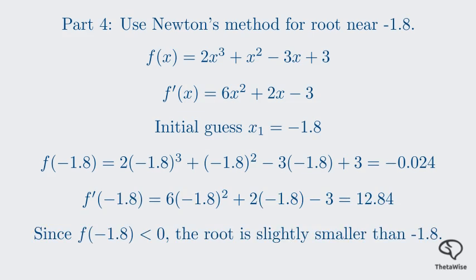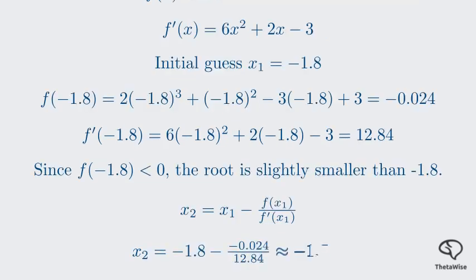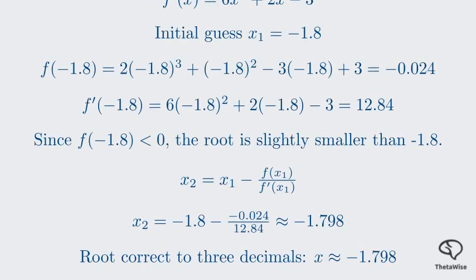Finally, we apply the Newton's method formula. We find our new approximation, x2. The result, when rounded to 3 decimal places, is negative 1.798. If we wanted more accuracy, we would repeat this step with x2 as our new guess, but the question only asked for a single approximation rounded to 3 decimals.